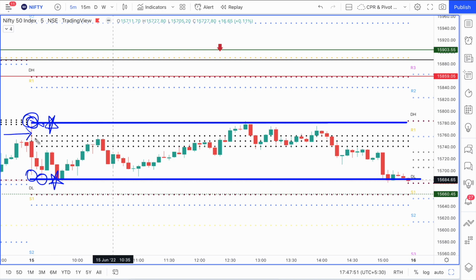And it was not a very choppy day. We have seen much choppier days than this. It was a pretty calm day today. Price just kept going sideways. No real big movements in price.